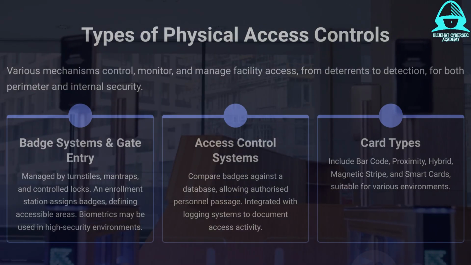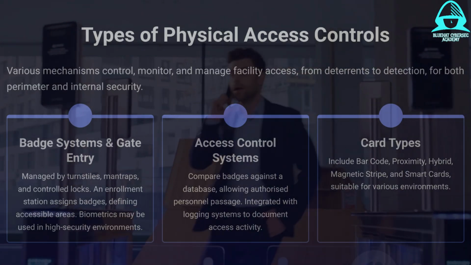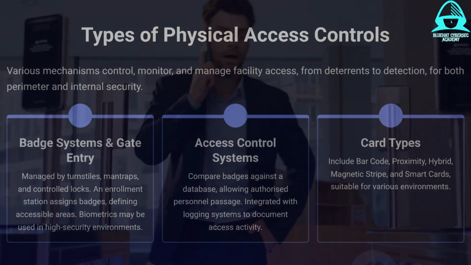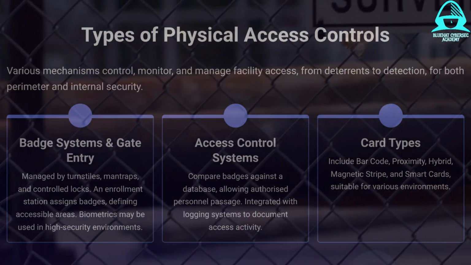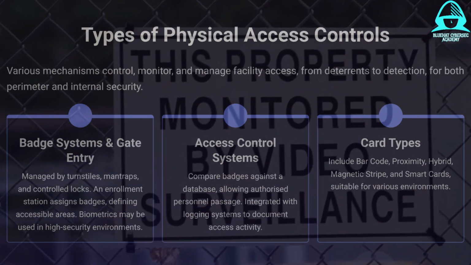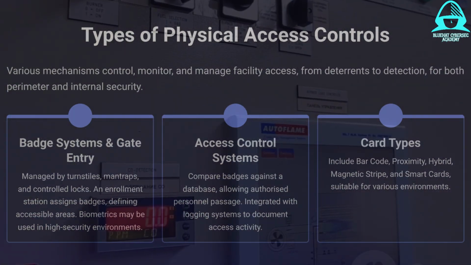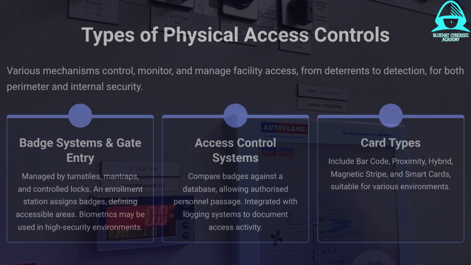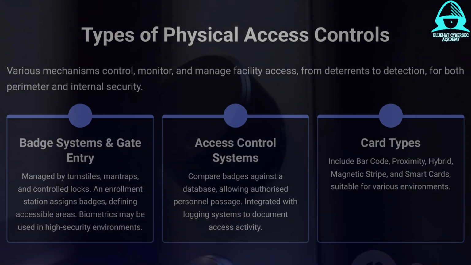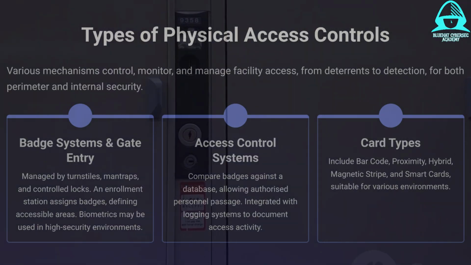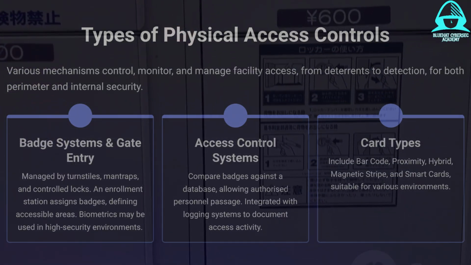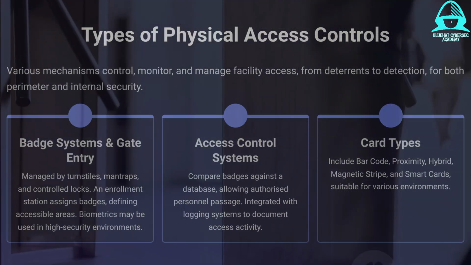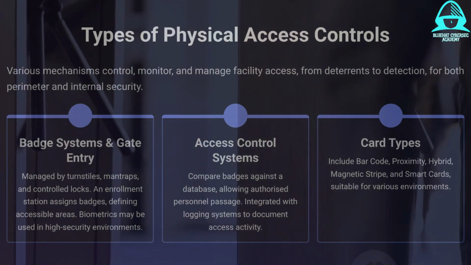Many types of physical access control mechanisms can be deployed in an environment to control, monitor, and manage access to a facility. These range from deterrence to detection mechanisms. Each area requires unique and focused physical access controls, monitoring, and prevention mechanisms. The following sections discuss several mechanisms that may be used to control access to various areas of a site, including perimeter and internal security, badge systems, and gate entry.